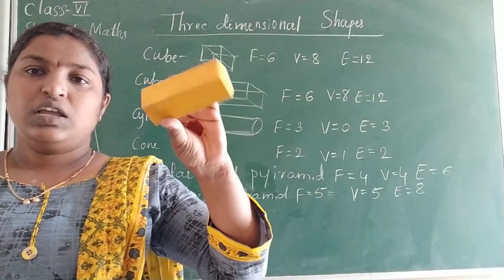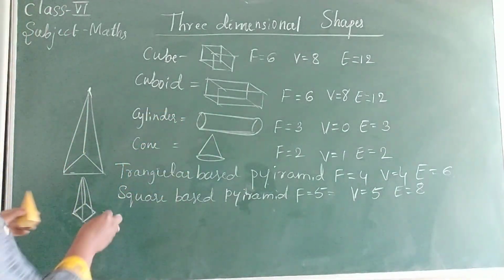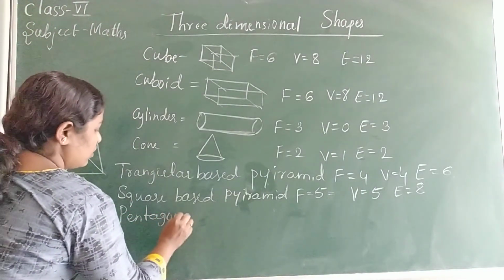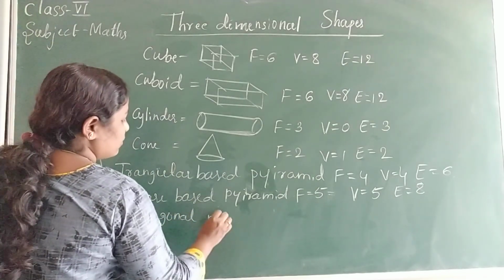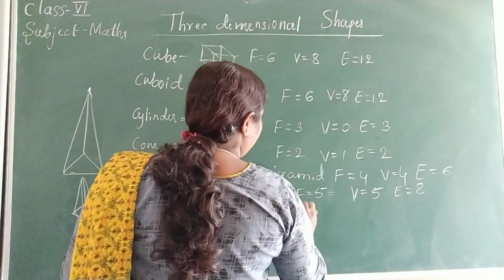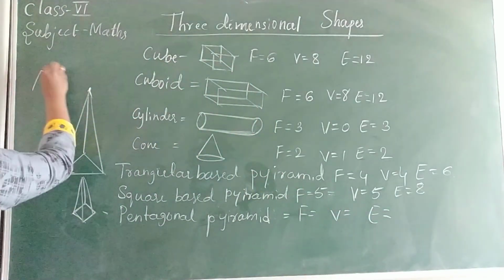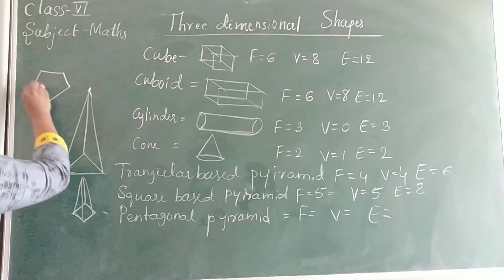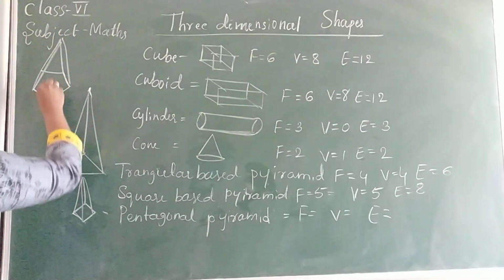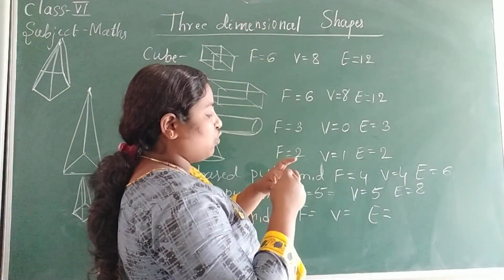Then the pentagonal pyramid. It has a pentagonal base. So it has faces, vertices and edges; the base is a pentagon, meaning 1, 2, 3, 4, 5. How many faces does a pentagonal pyramid have? 1, 2, 3, 4, 5, 6.